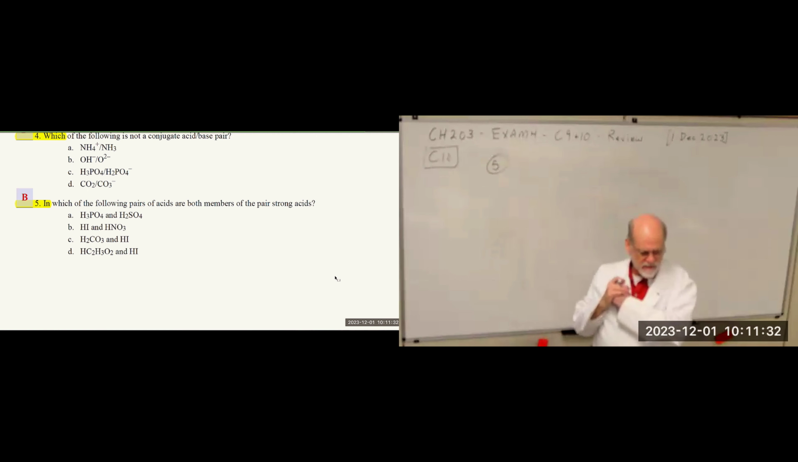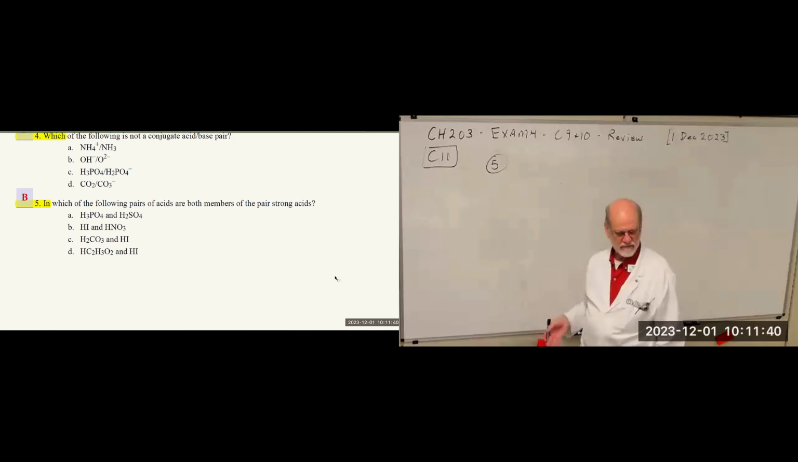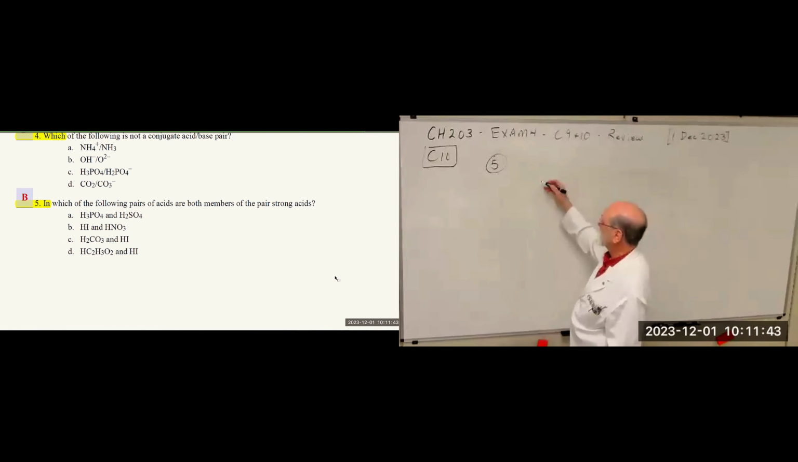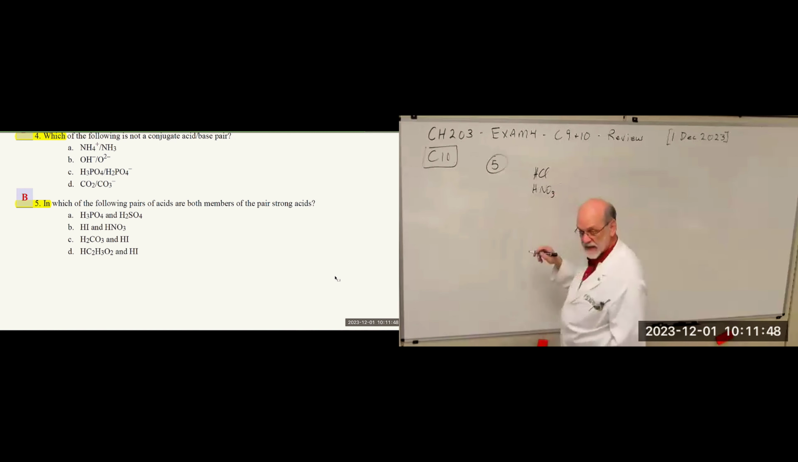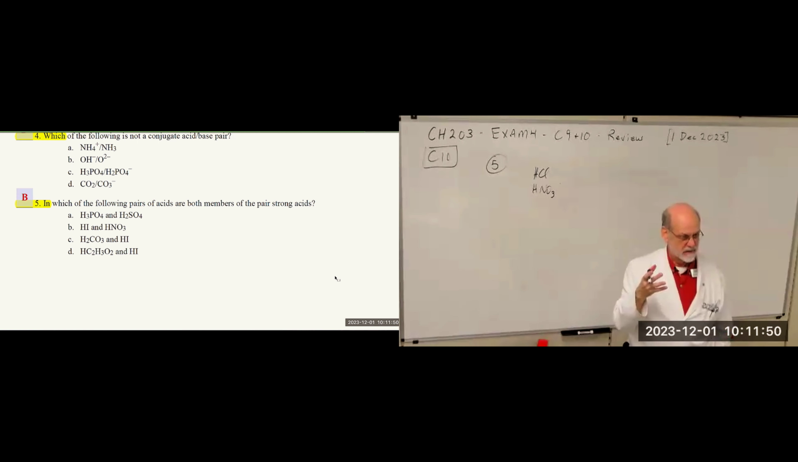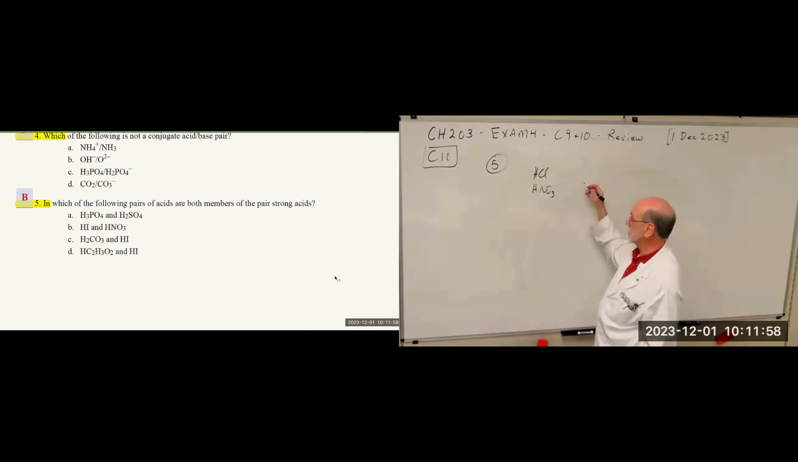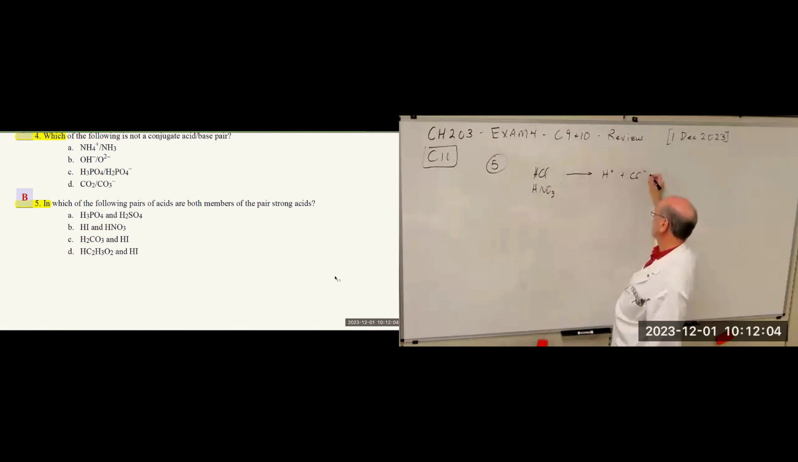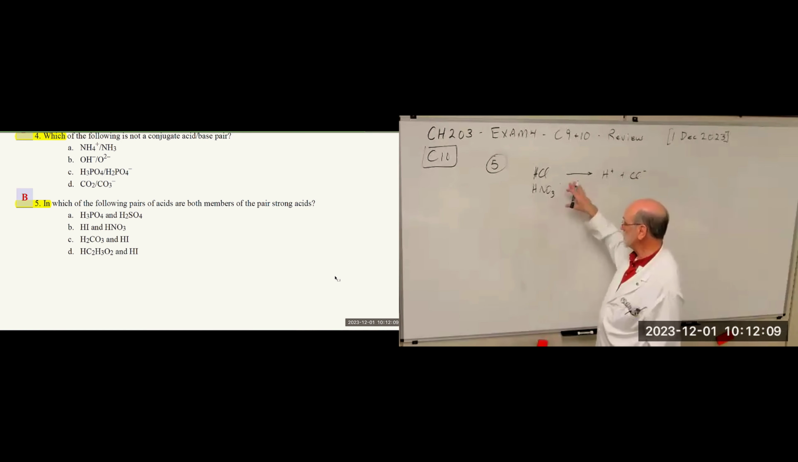In which of the following pairs of acids are both members of the pair strong acids? What are our strong acids that we were given in our textbook and in our lecture? Hydrochloric acid is one. Nitric acid is another. And by strong, what do we mean? The ionization goes completely to product side. That's what we mean by strong. These two are strong.